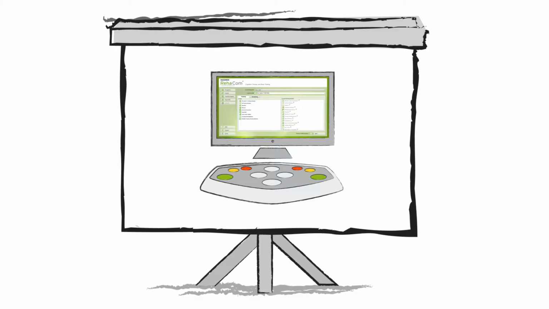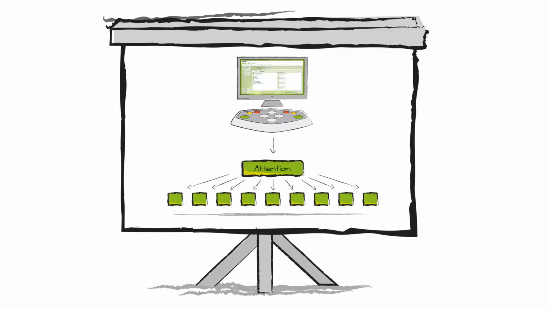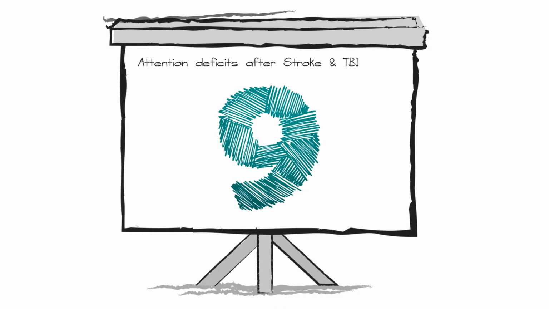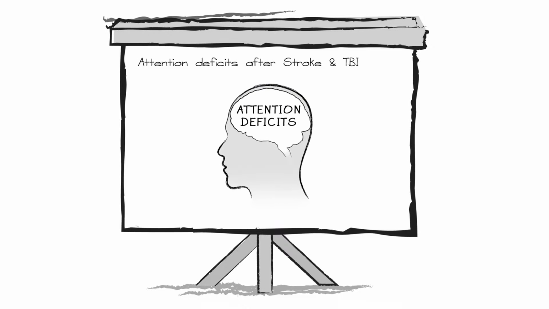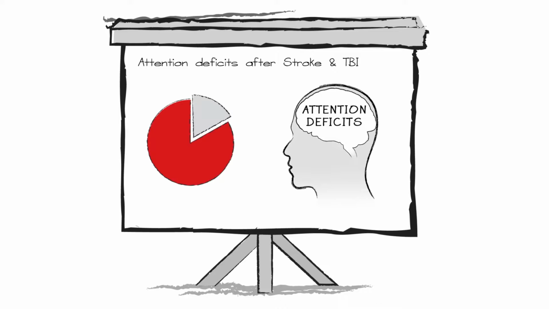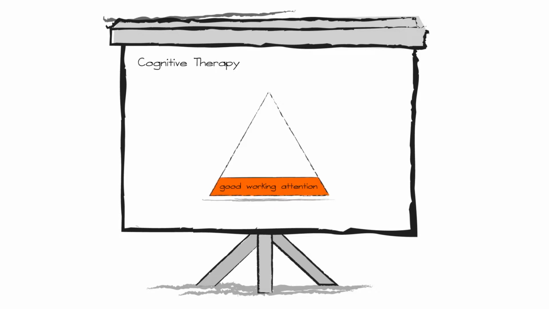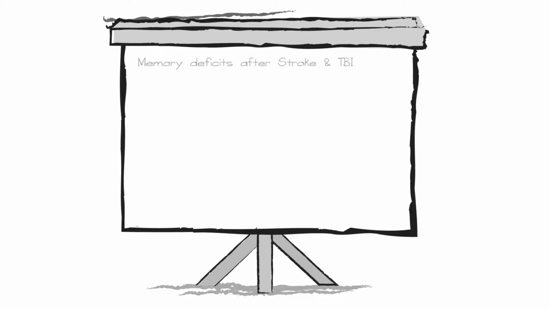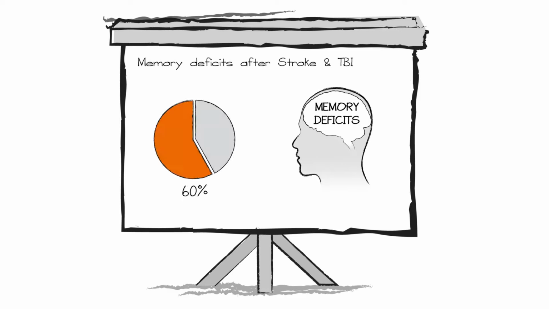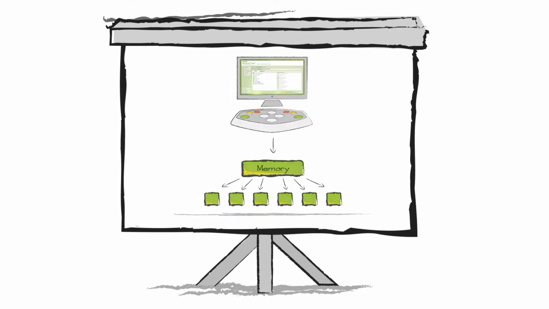In total, RehaCom delivers 9 attention modules. This large number of modules is necessary because attention deficits are most common after stroke and TBI. Nearly 80% of patients suffer from attention deficits, and a good working attention level is the base for all continued cognitive therapy. The next frequently encountered deficit is a loss in memory. 60% of patients have this problem. In RehaCom, you will find 6 modules for memory therapy.